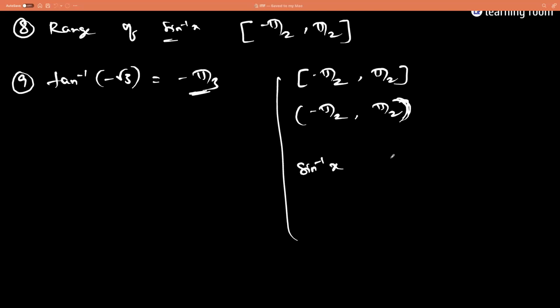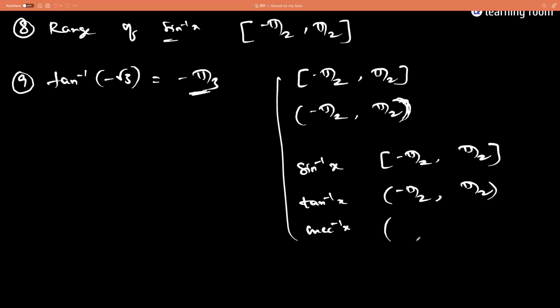Closed interval minus pi by 2 to pi by 2, right? Similarly, for tan inverse x, what is the range? Minus pi by 2 to pi by 2. And for cosecant inverse x, what is it going to be? Minus pi by 2 to pi by 2, but 0 excluded, because cosecant inverse 0 is going to generate an infinite, right?